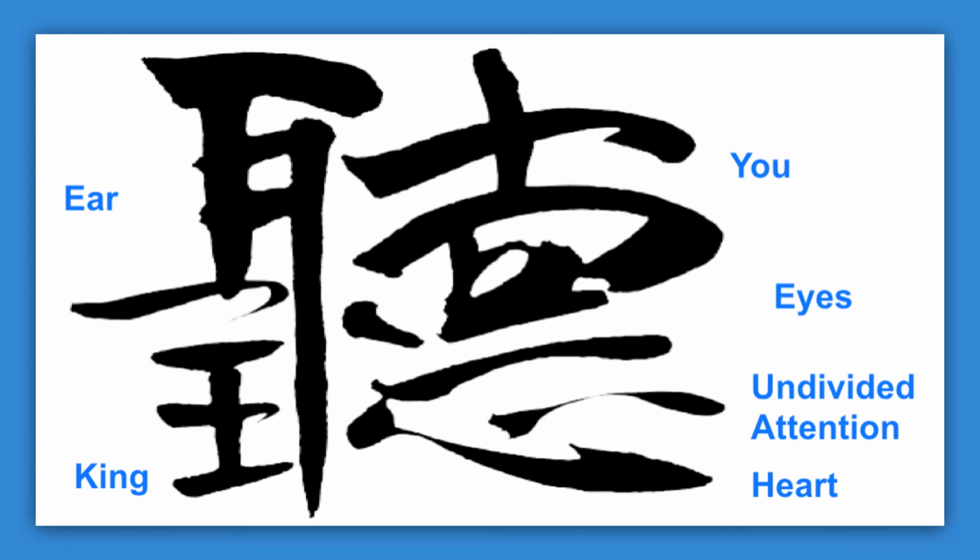Eyes. Listen with your eyes. Maintain eye contact as you listen. Observe the emotions and body language of the speaker. You will pick up on so much more that is being communicated as you become more observant and interested in the speaker. Undivided attention. Lean in. Give the speaker your undivided attention. Don't become distracted by other people or by technology.